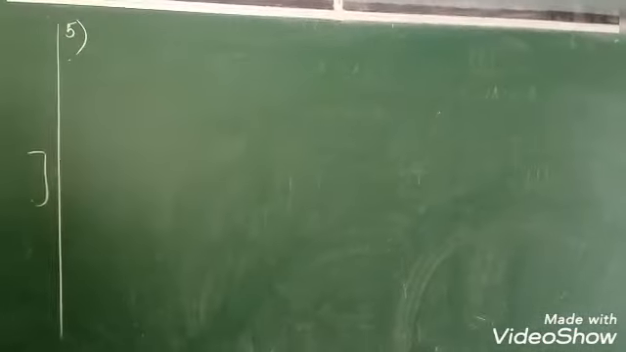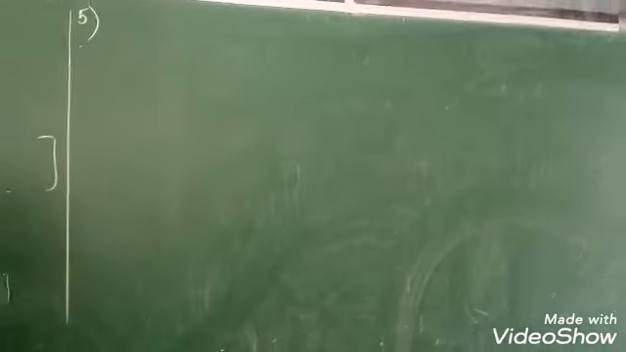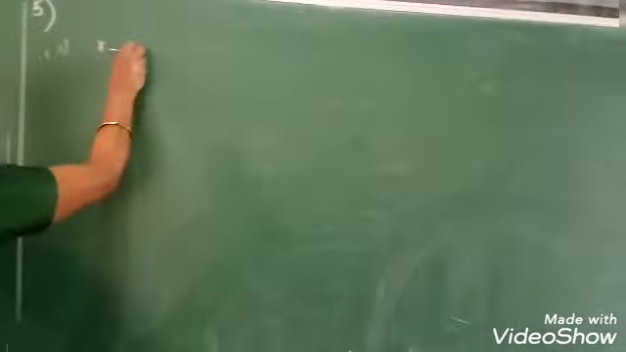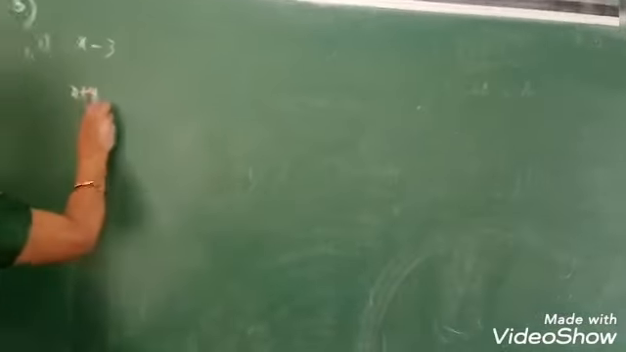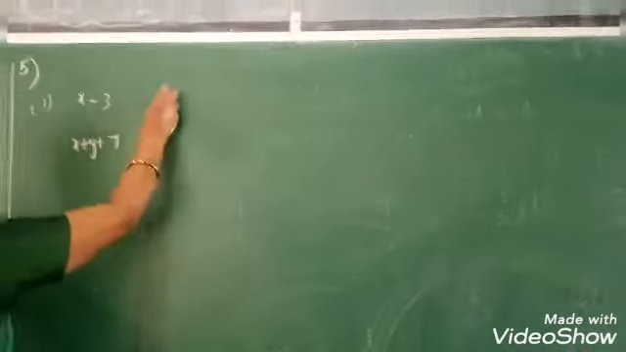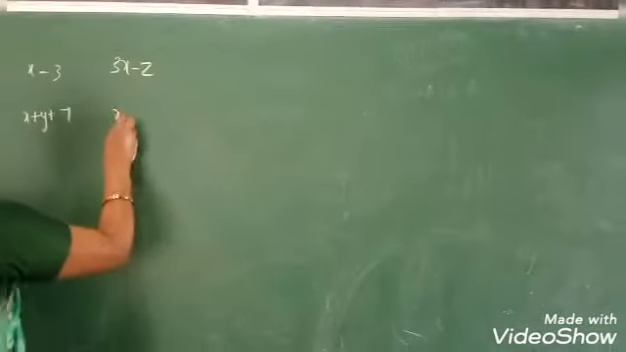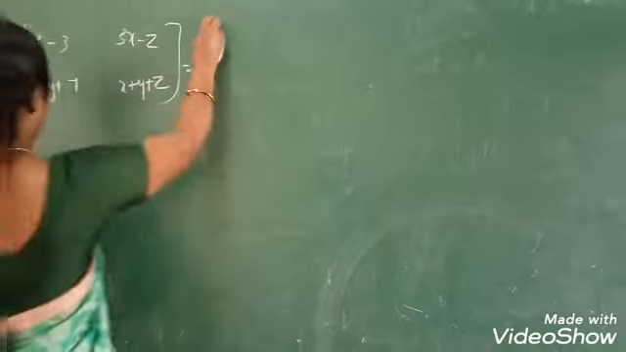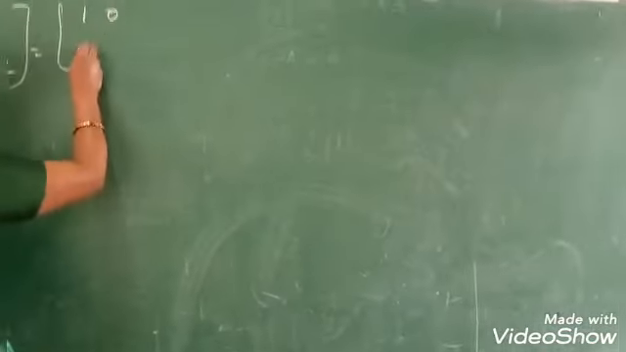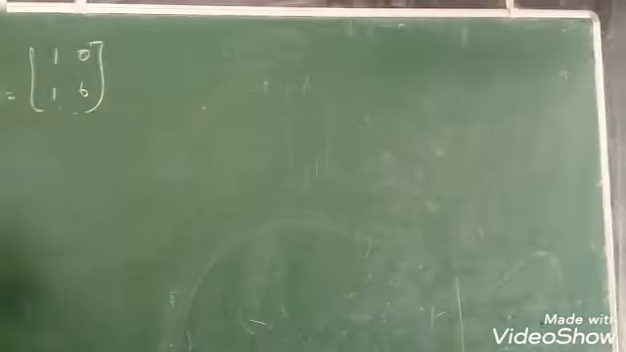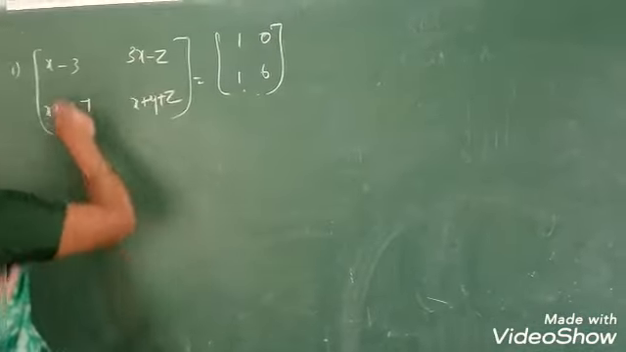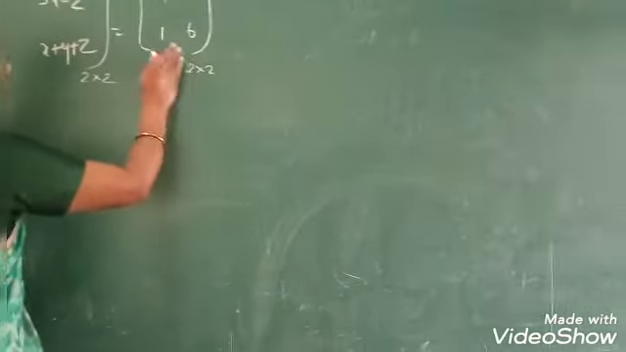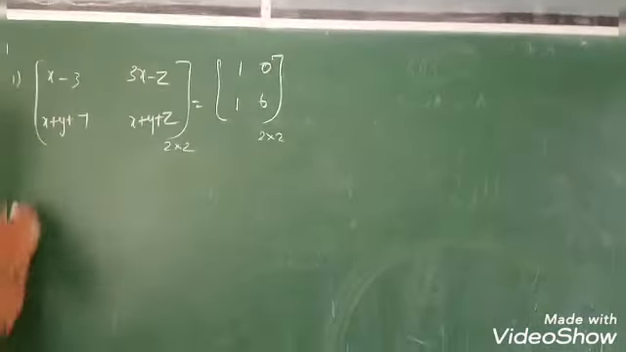Fifth sum, find x, y, z. The given matrices: the first one, x minus 3, then x plus y plus 7, then 3x minus z, here x plus y plus z is equal to, what they have given, 1 0 1 6. This is called an equal matrix because both have 2 rows and 2 columns, with equal rows and equal columns.